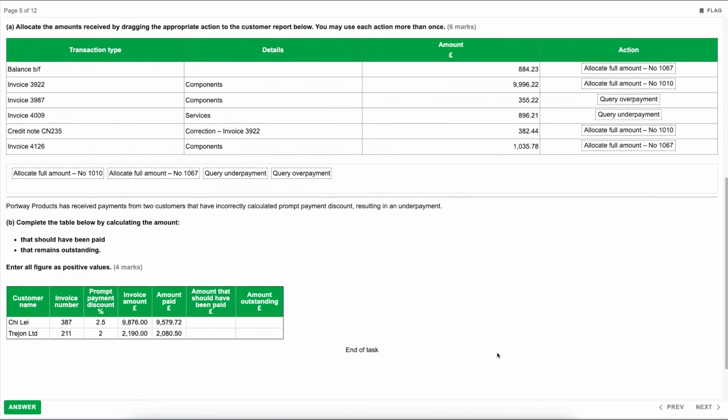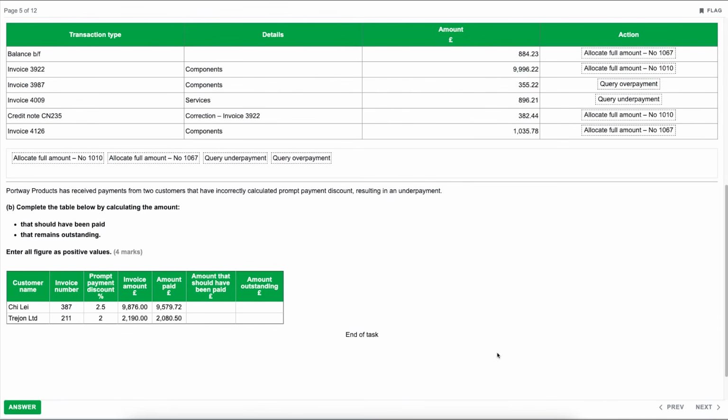So scrolling down to part B. It states Portway Products has received payments from two customers that have incorrectly calculated prompt payment discount, resulting in an underpayment. Part B, complete the table below by calculating the amount, firstly, that should have been paid, and then secondly, that remains outstanding. Enter all figures as positive values, and it's worth 4 marks, so again 1 mark for each correct box.